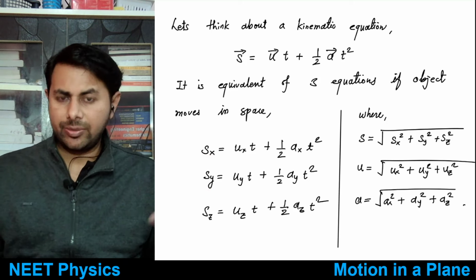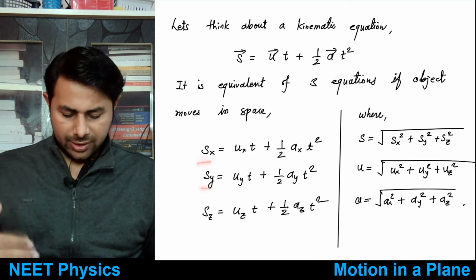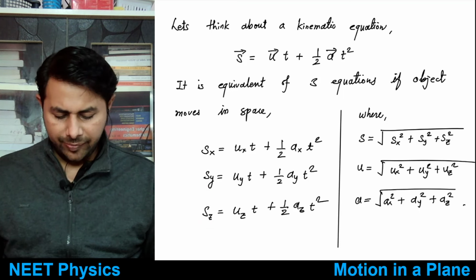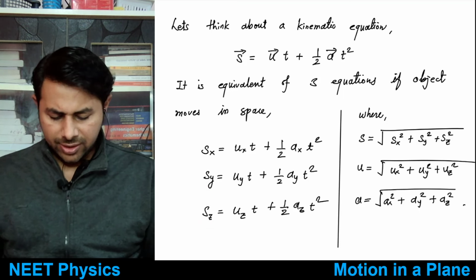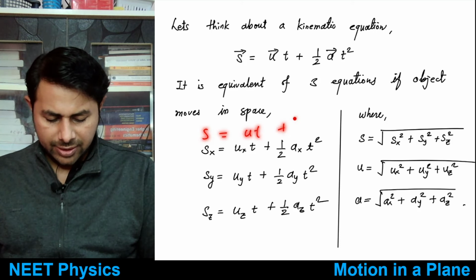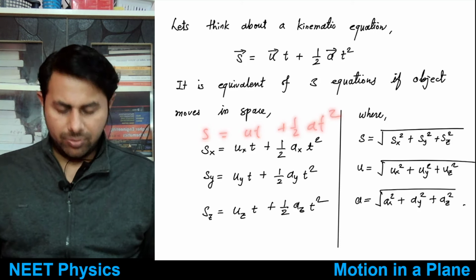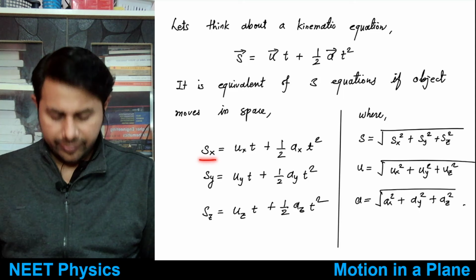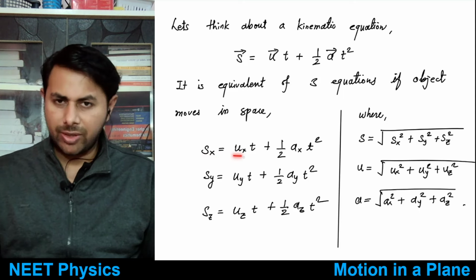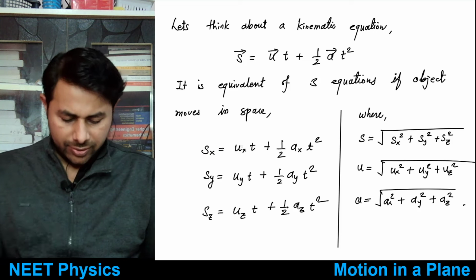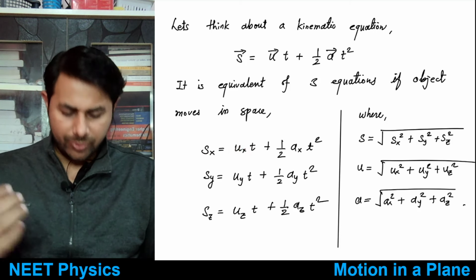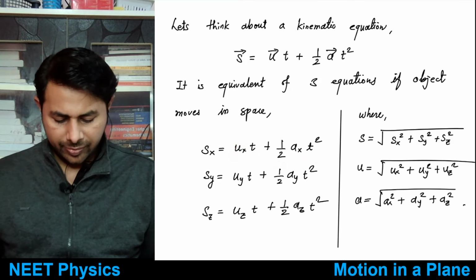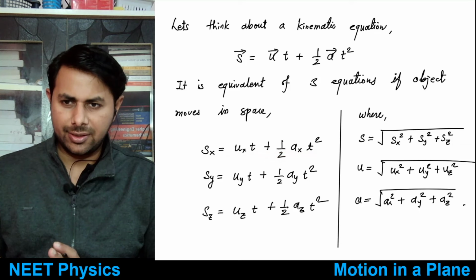If an object is moving in space, then you can say that sx, sy, sz are displacements in three directions. And how can you write them? Just say that s is equal to ut plus half at square and put the appropriate suffix. So in x direction, displacement in x direction is equal to initial velocity in x direction times t, so u will be ux. So it is ux into t plus half of ax into t square. This is displacement in x direction, right?